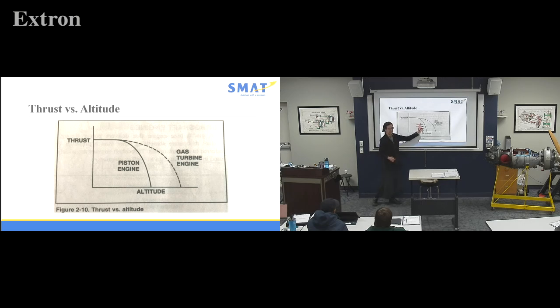At altitude, piston engines pretty quickly die off. Now, you can do turbochargers and stuff, but they still are very limited, unlike gas turbines.